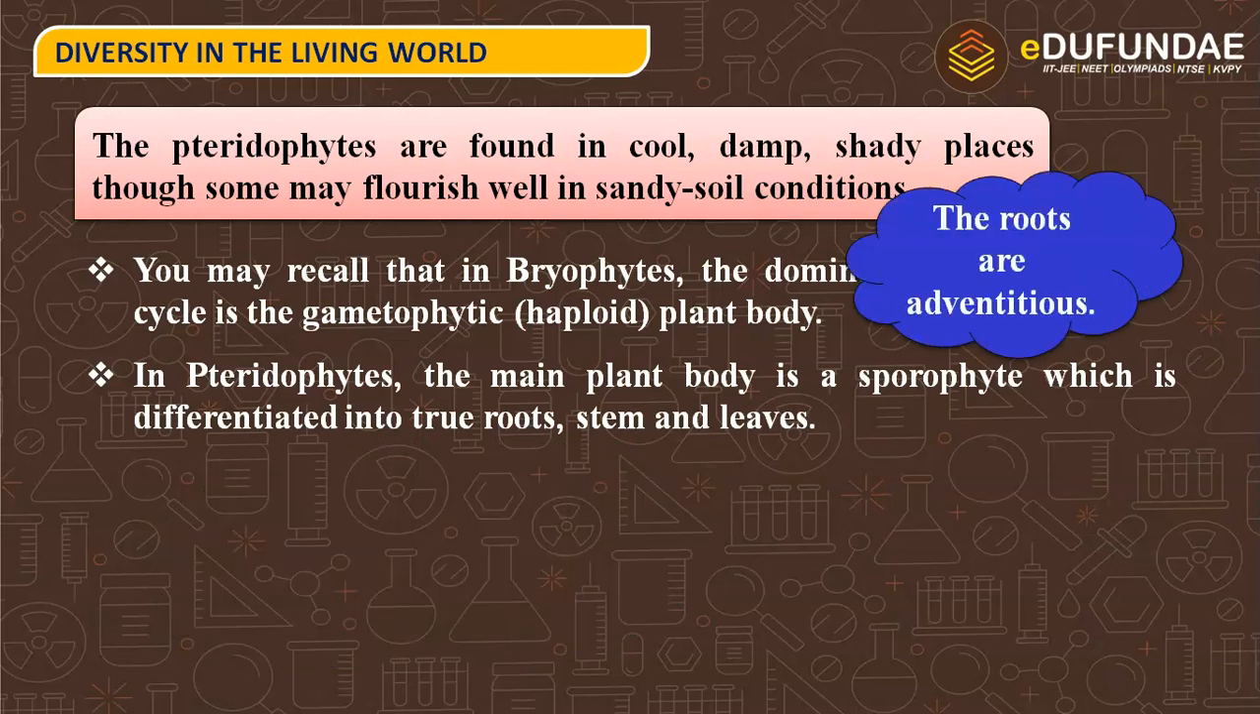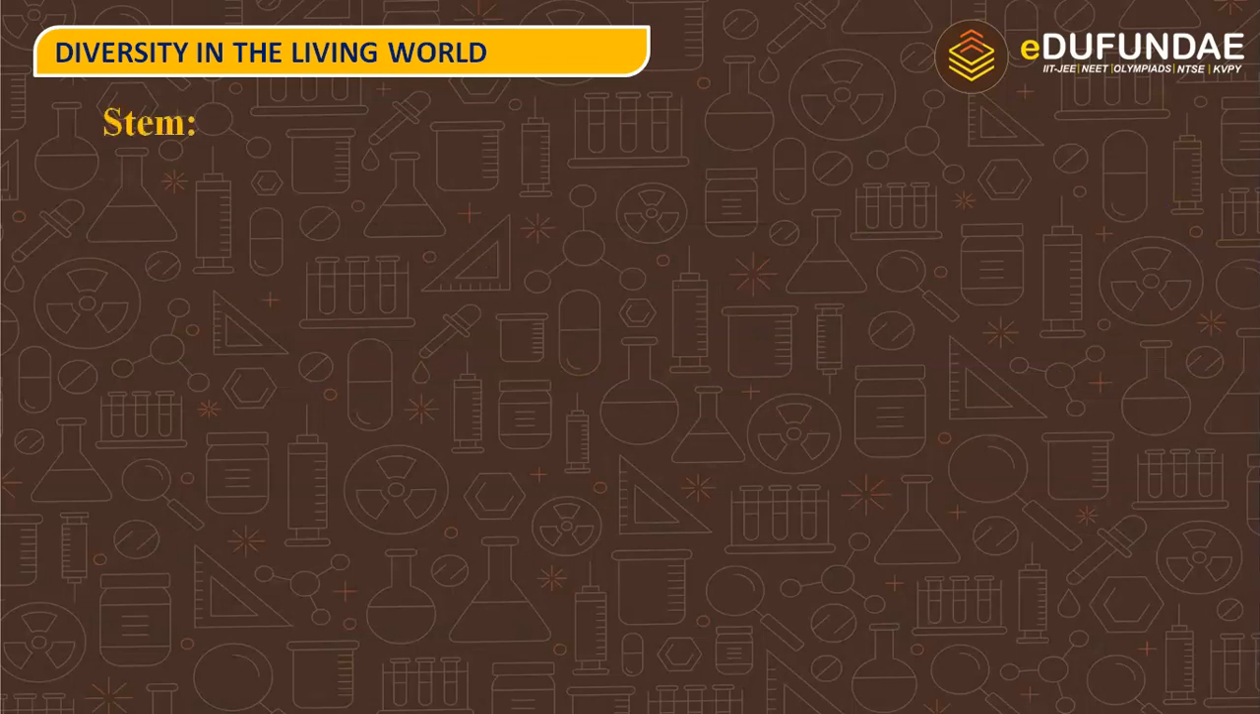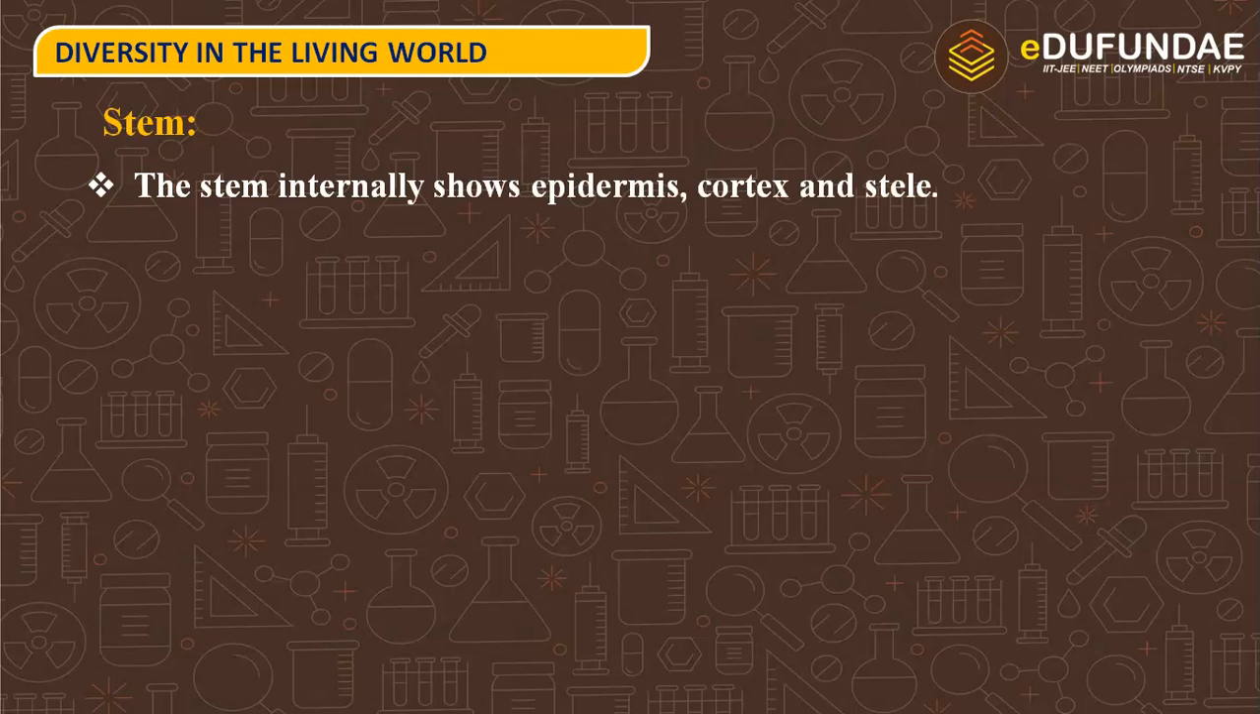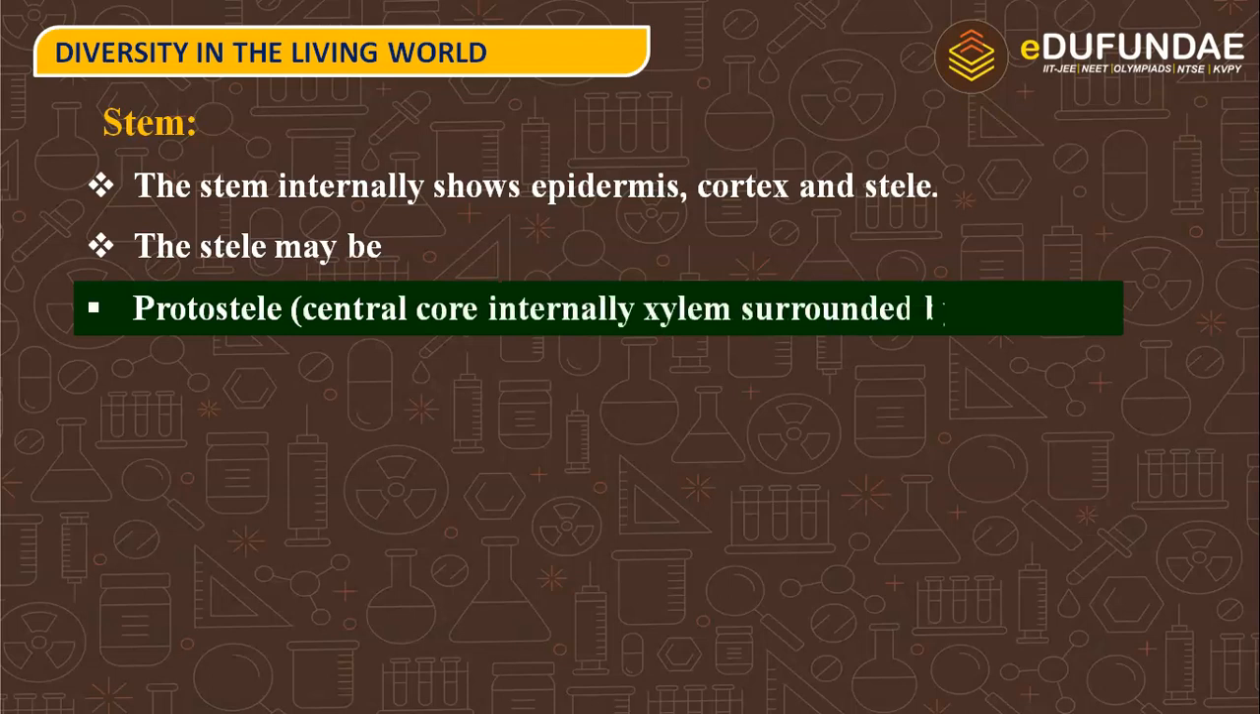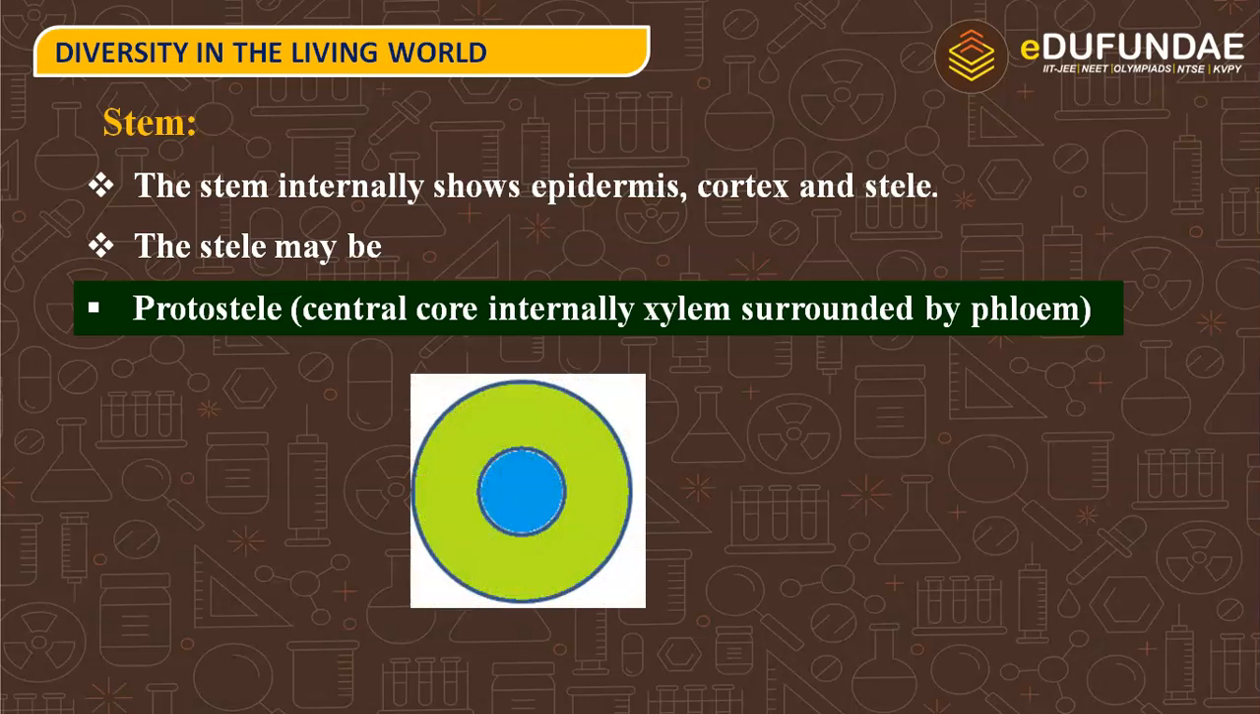The roots are adventitious roots. First of all, the stem. The stem internally shows epidermis, cortex and stele. The stele may be protostele, that is the central core, internally xylem surrounded by phloem. So what does the protostele structure look like? The central core has xylem present internally and it is surrounded by phloem. So this is the structure we can see over here.